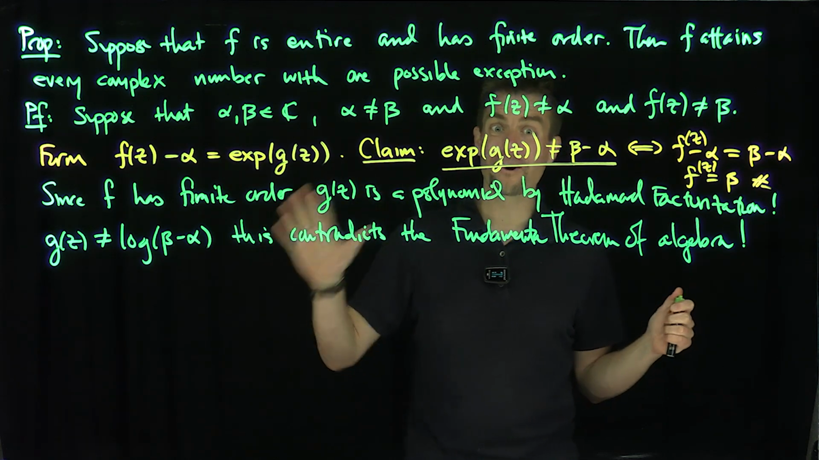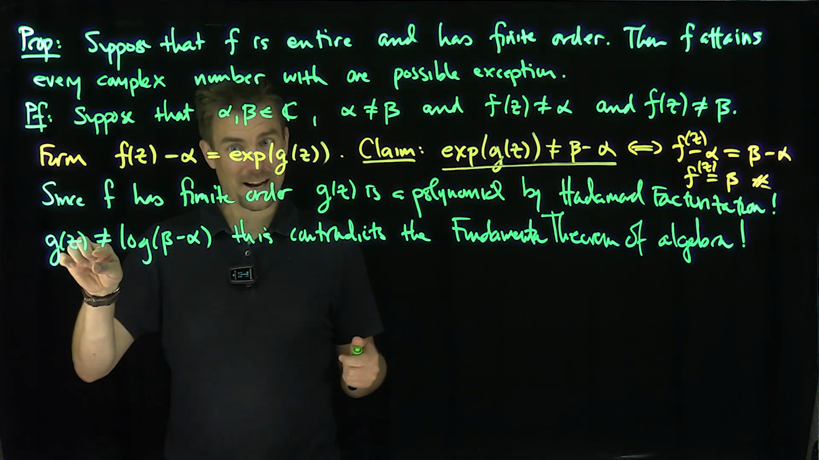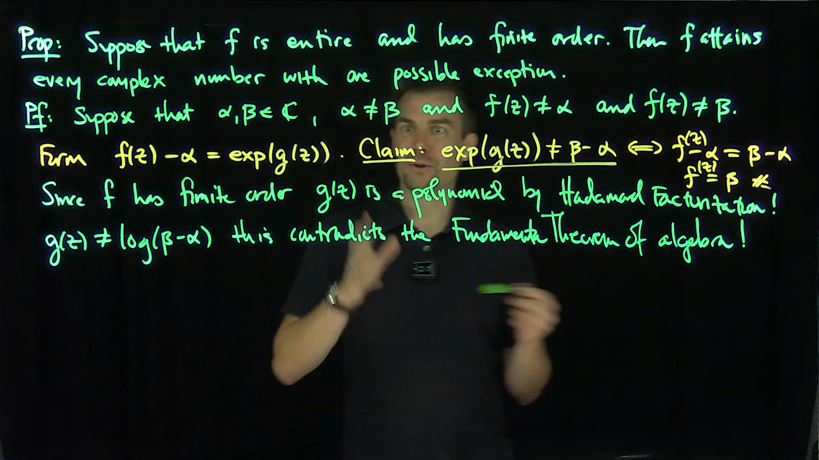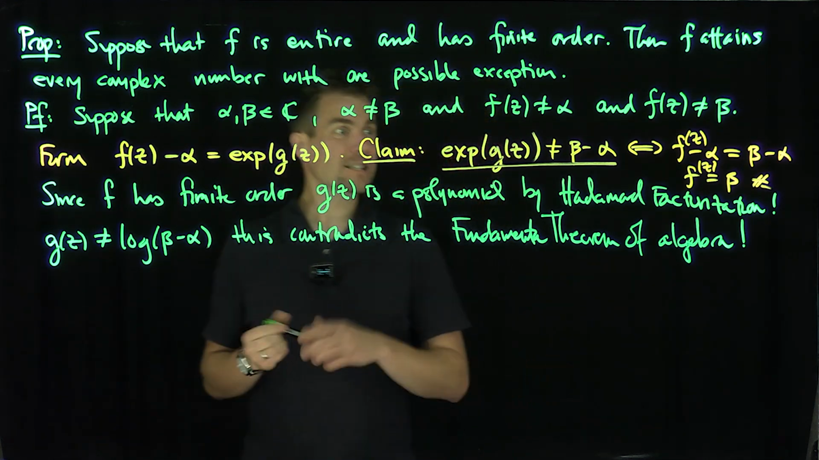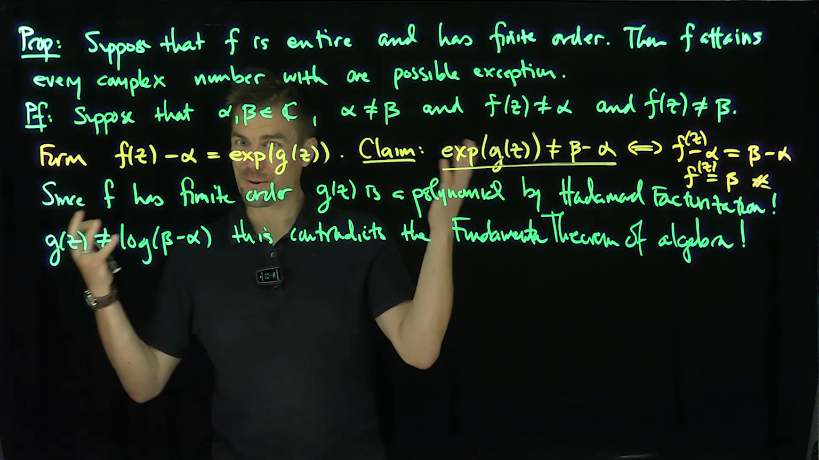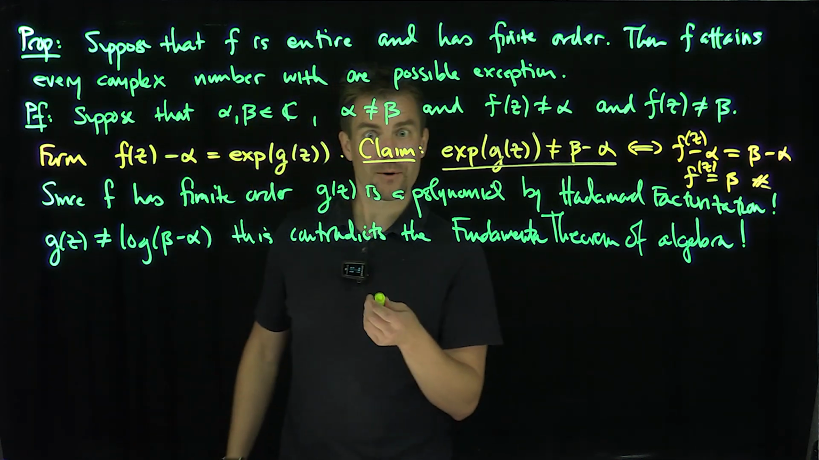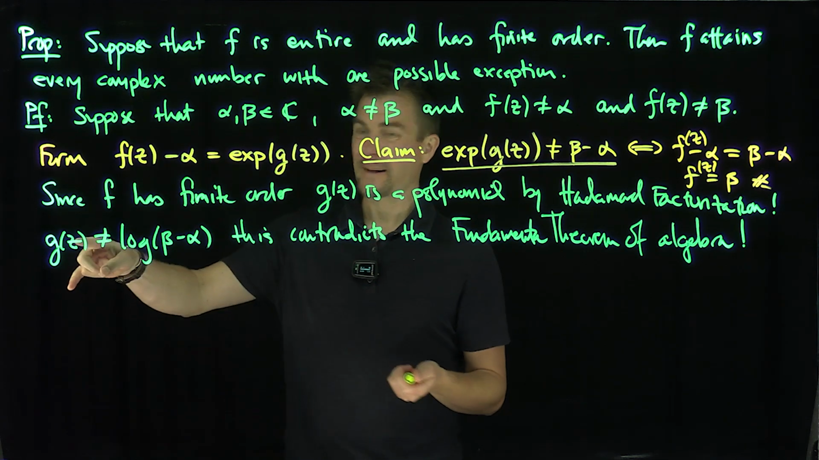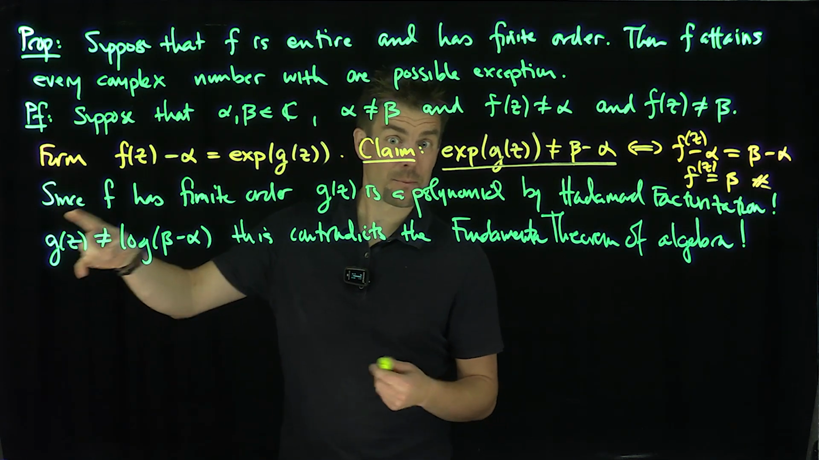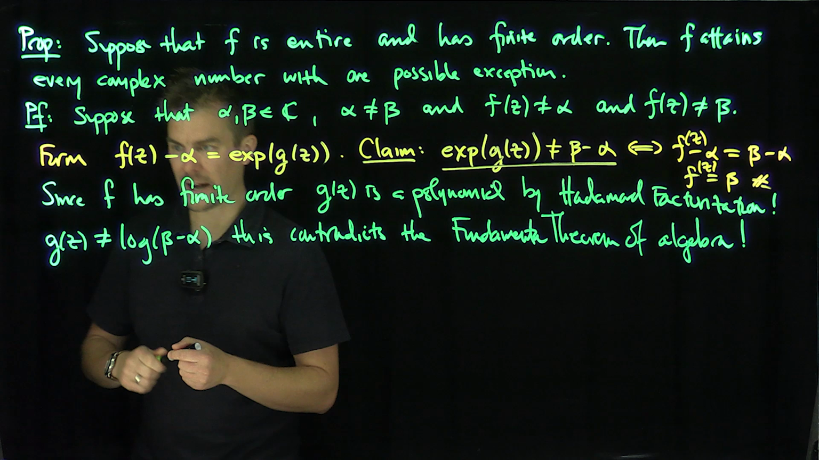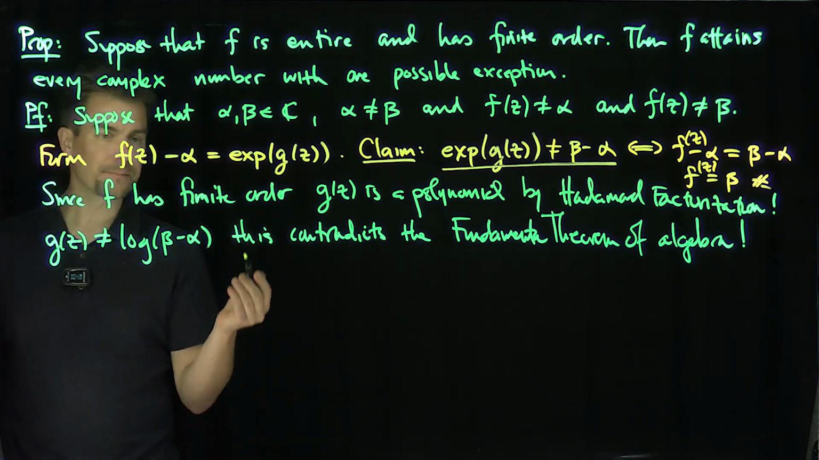Therefore, these entire functions attain every value. This is a contradiction. So I found two omitted values, which is impossible, which means there has to be only one value this function omits. Beautiful. We'll learn more about this. We'll see exactly how many times it is going to achieve the other values. Well, it depends on what the order is. If it's n, you will achieve each value n times, basically. That's like an issue of valency.